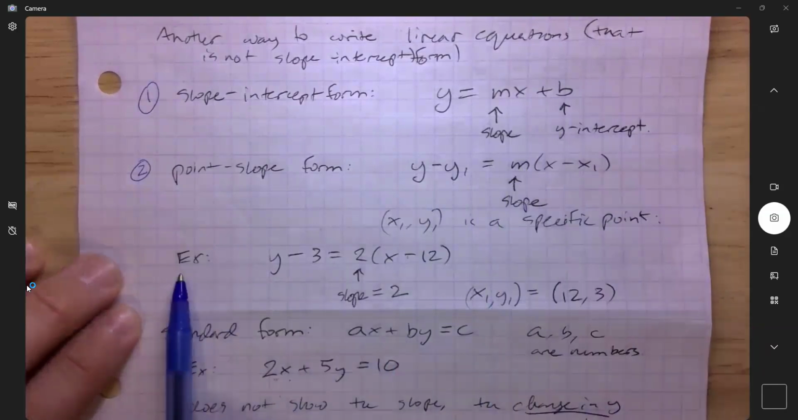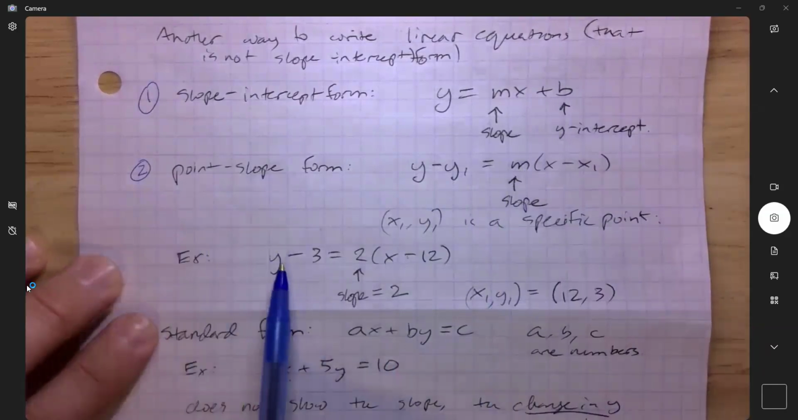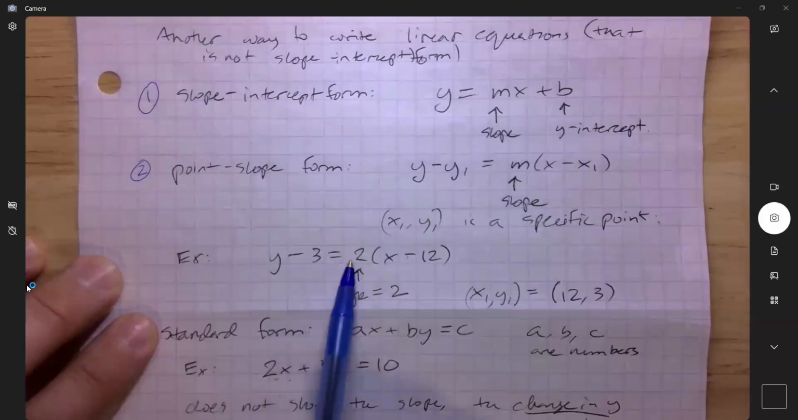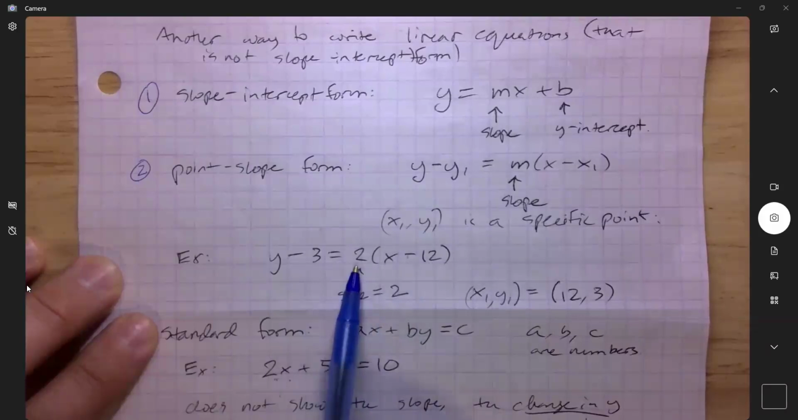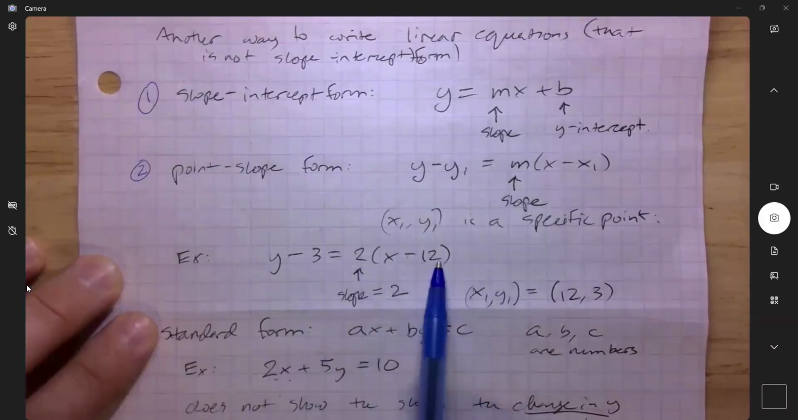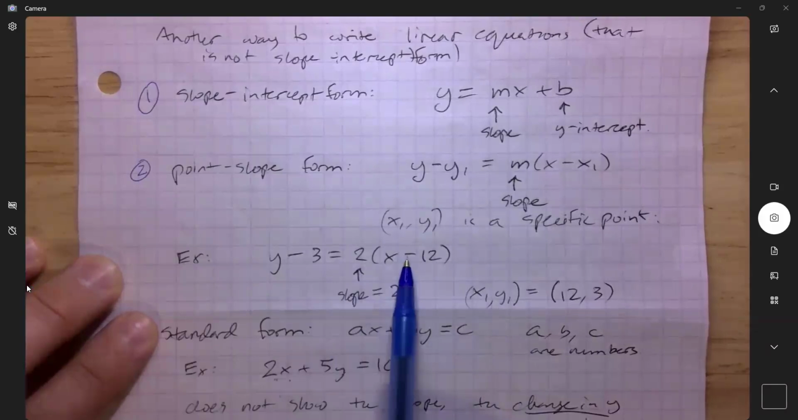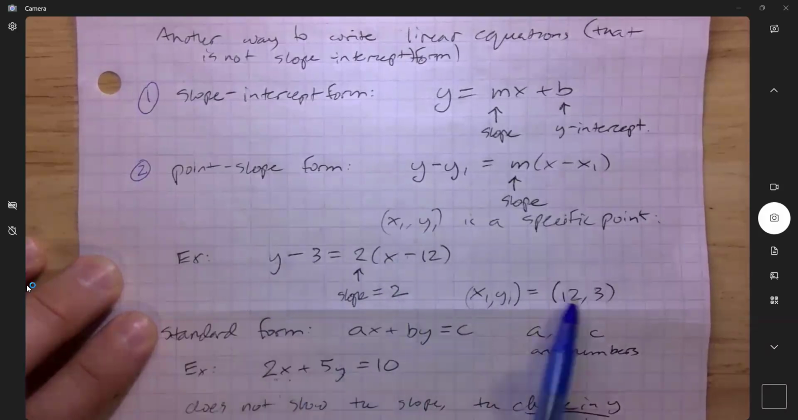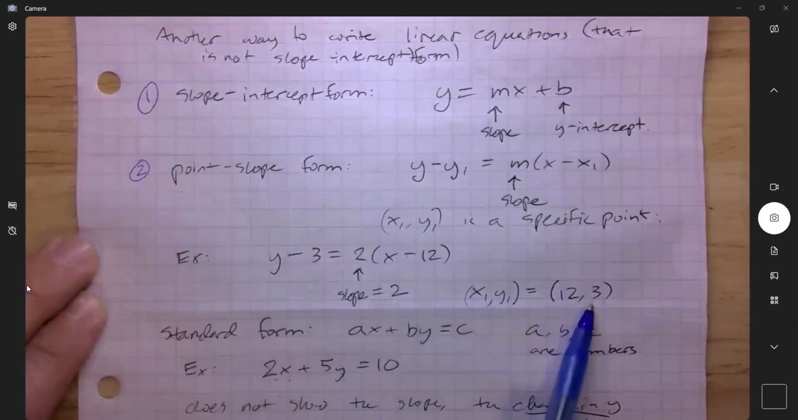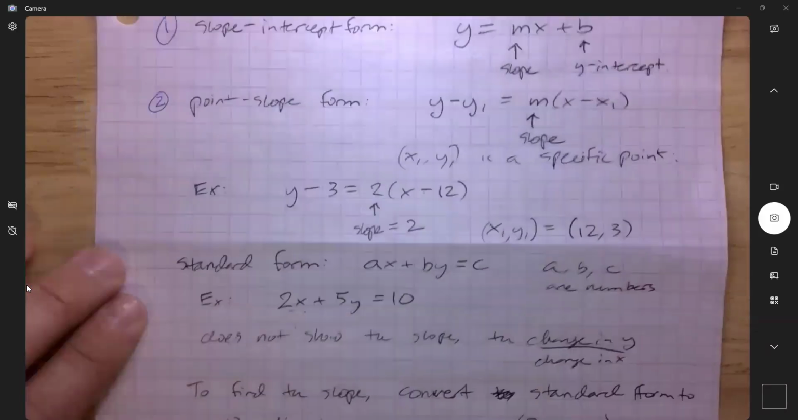So here's an example of point slope form. Y minus 3 equals 2 times x minus 12. The slope is 2, and the coordinate point is 12, 3. If you see an x minus 12, it means the coordinate point is a positive 12. And if you see a y minus 3, it means the coordinate point is a positive 3. That's 2 of our forms.